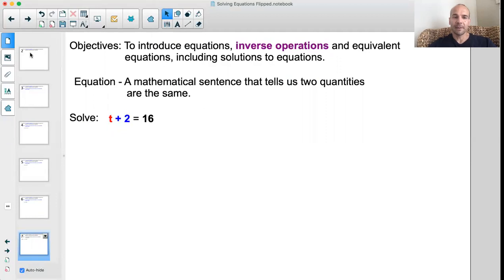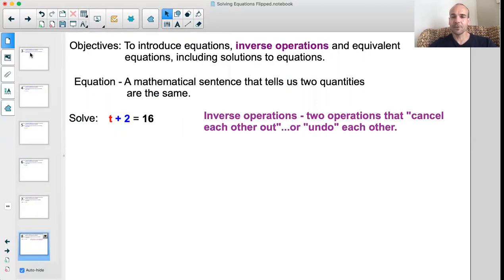In the equation we see, there's t, and then there's an operation, plus 2. And it's the plus 2 that brought t up to 16 in value. So the operation that we see is plus 2. Well, an inverse operation kind of takes you back in time. It takes you back to Taylor before we added 2 to her age. So inverse operations are two operations that cancel each other out. They undo each other. They work their way back to where you started, your original unknown.